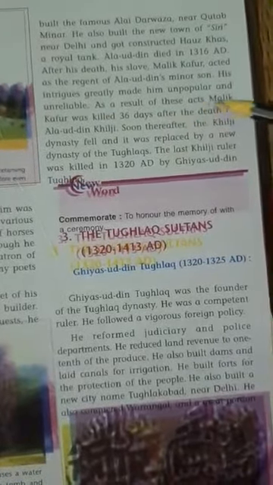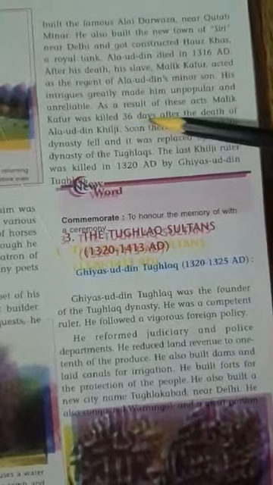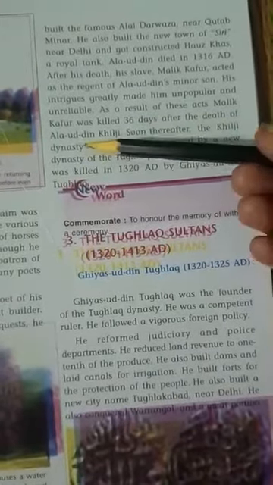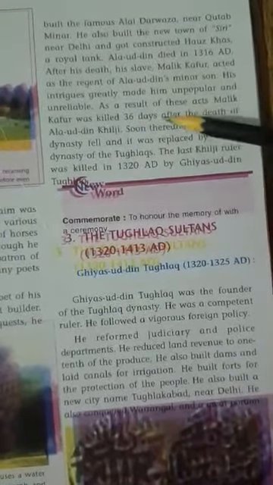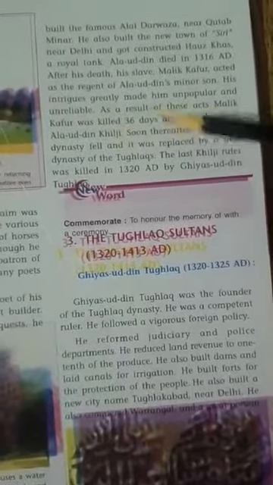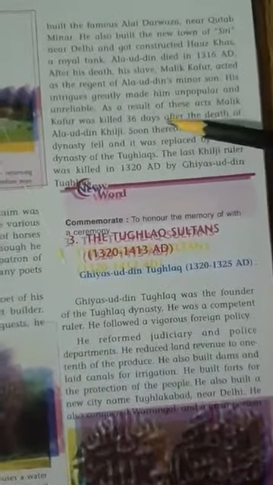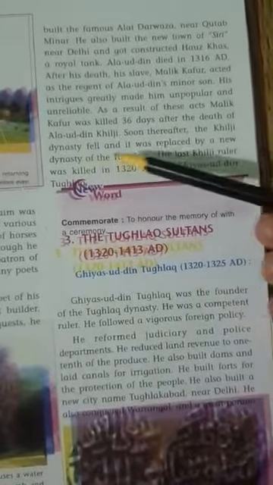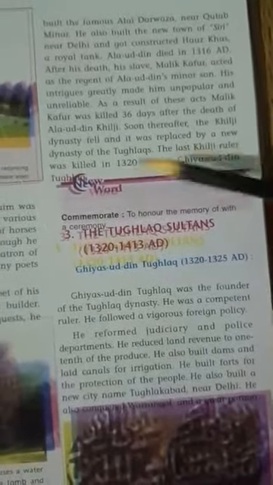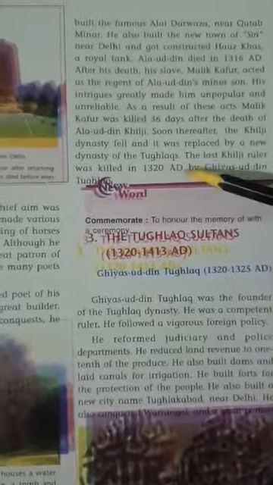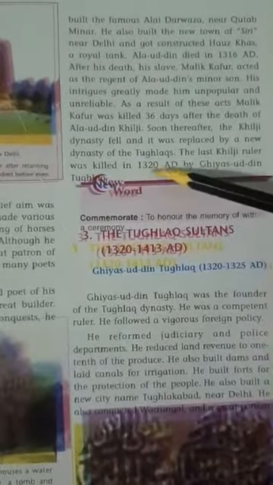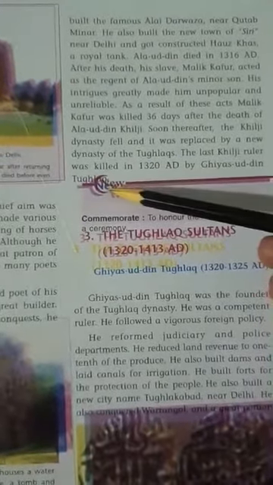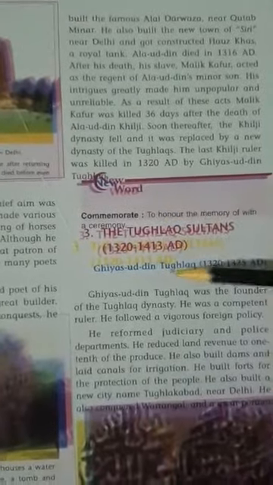As a result of these acts, Malik Kafur was killed 36 days after the death of Alauddin Khilji. So within 36 days, Malik Kafur was killed because of his interfering nature. Soon thereafter, the Khilji dynasty fell and was replaced by a new dynasty of the Tughlaqs. The last Khilji ruler was killed in 1320 AD by Ghiyasuddin Tughlaq, and then started the Tughlaq dynasty.